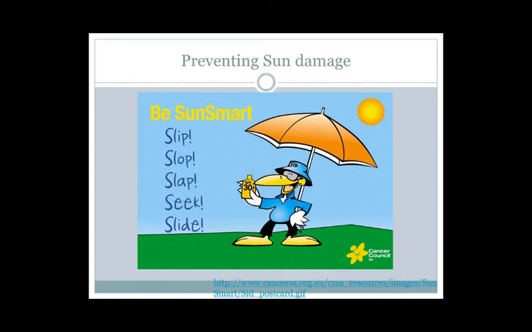And this is an old campaign that's been around for a long time, the slip, slop, slap, seek, slide. And basically it tells you to slip on a t-shirt, slop on some sunscreen, slap on a hat, seek some shelter, and slide on some sunnies. And if you're doing all of those different things, you're protecting yourself from sunburn. And of course, not all sunscreens are the same. The higher the number on them, and this one is 30 plus, and that's the highest that we can rate a sunscreen at the moment in Australia, the higher the number, the more sun protective it is.